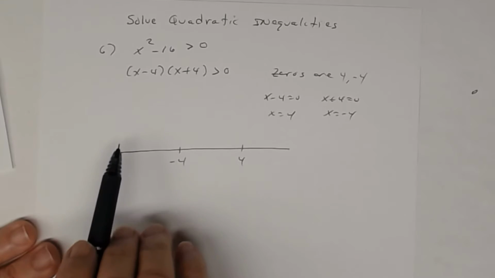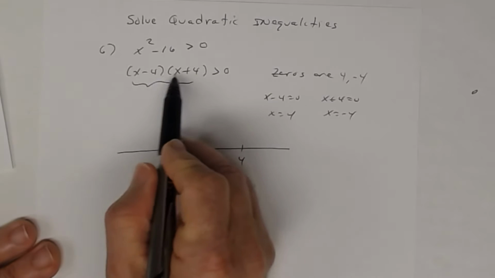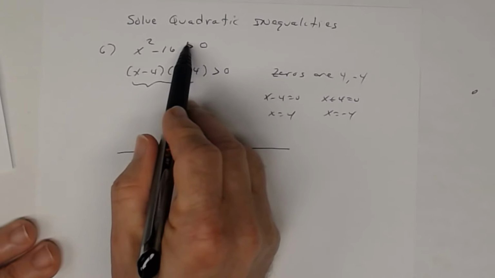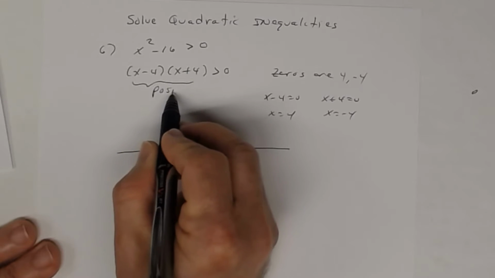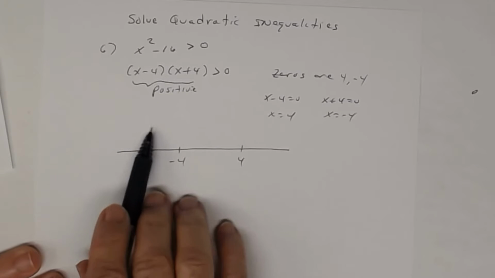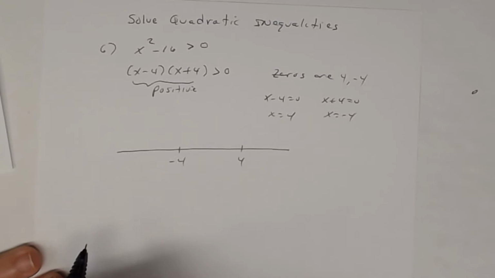And in the process, I've got to look at this product right here. I want this product to be greater than 0. I want this polynomial to be greater than 0. Remember, greater than 0 means a positive number. So I want this product to be positive. Okay? So what I've got to do now is determine which of these intervals will make this product positive. And that's what I've got to find.